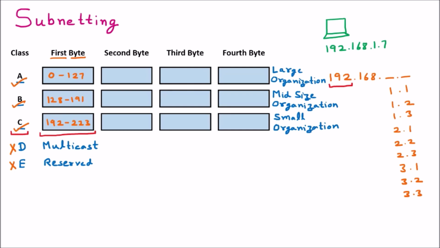So talking about subnetting, whenever we are dividing the IP, then we need the subnet mask also. Then how do we find out that subnet mask?